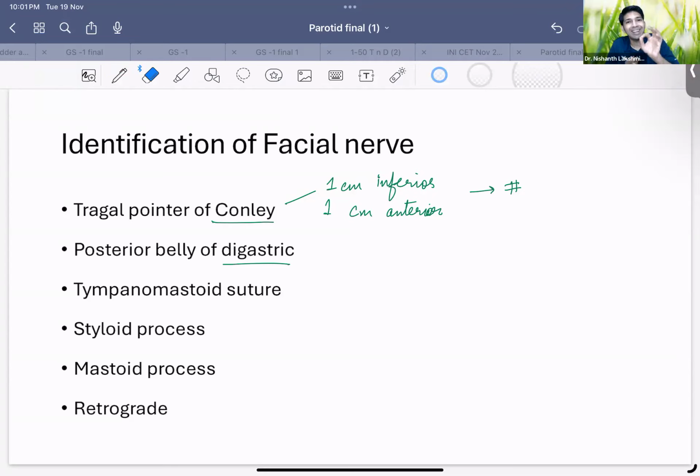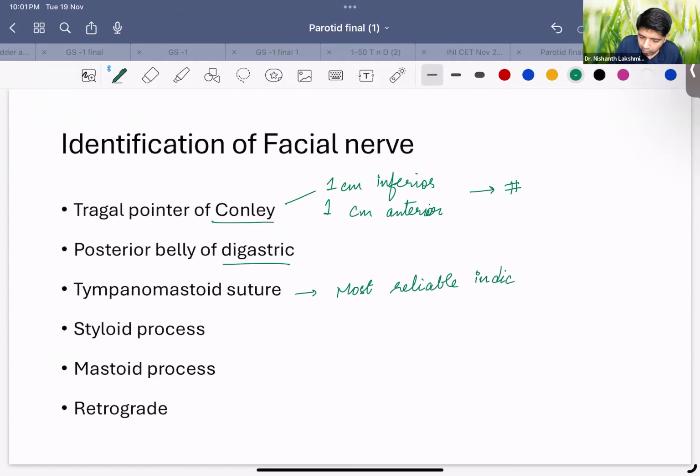The most reliable point is your tympanomastoid suture. Most reliable indicator for the facial nerve. The facial nerve runs just deep to the tympanomastoid suture. And remember, the tympanomastoid suture is palpated. Okay, you can't see it. You can only palpate the tympanomastoid suture, and just beneath that will be the facial nerve.